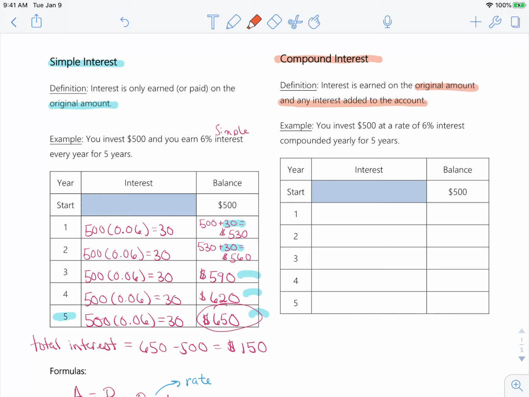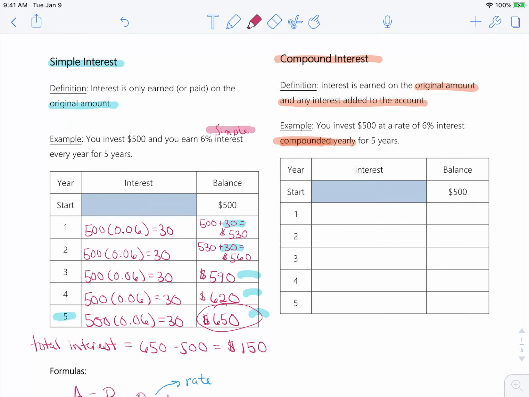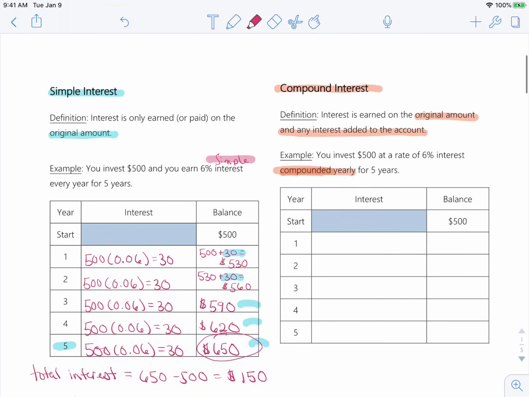So let's see, this is an example. You invest $500 at a rate of 6% interest compounded yearly. This will become important. So when you see this compounded word, that's when you're going to use this technique, versus when you saw simple, you're going to use this formula right here.